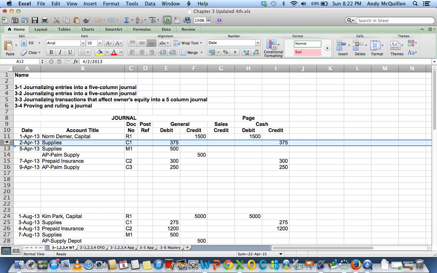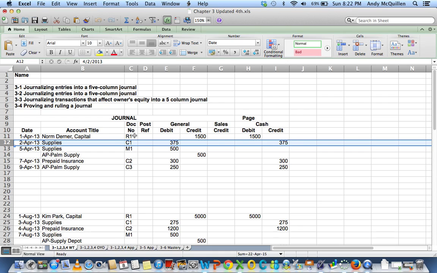Transaction 2 was April 2nd, paid cash for supplies, $375. Again, cash was impacted. Supplies is the new account that was impacted. Supplies was actually debited, so we do that in the general because we don't have a supplies account at the top, and our cash is credited, $375.